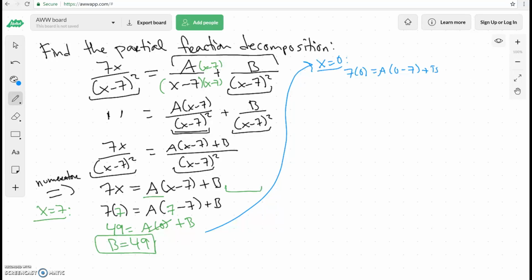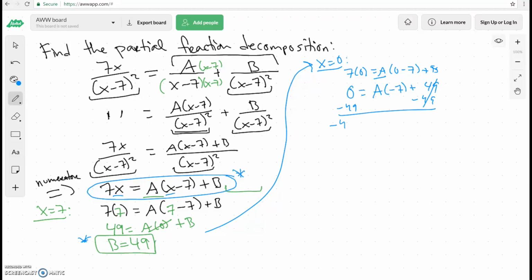This is the equation that I'm working with, and I don't care about anything else. So I'm plugging in 0 for the x values, just a random number so that I can figure out what A is. We already know B is 49. So 0 equals A times negative 7 plus 49. I'm going to subtract 49 from both sides. Negative 49 is equal to negative 7A. And when I divide by negative 7, I get A equals 7. So now I've figured out both of them.